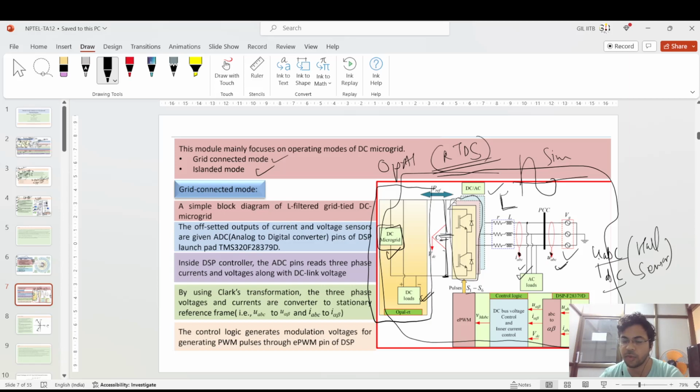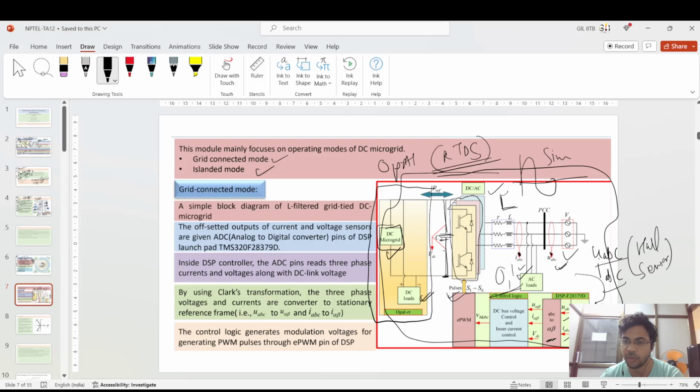It can be used for the current, and this UABC can be used for the voltage sensor. And after that it is converted to the digital domain, because your pulses are generated in 0 and 1 logic. So these analog signals have to be converted into the digital domain.